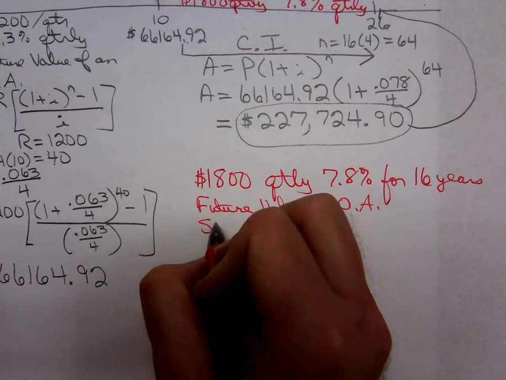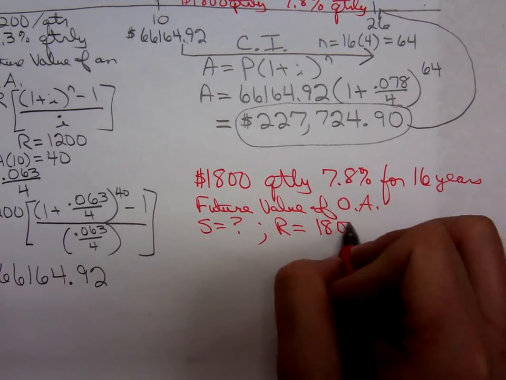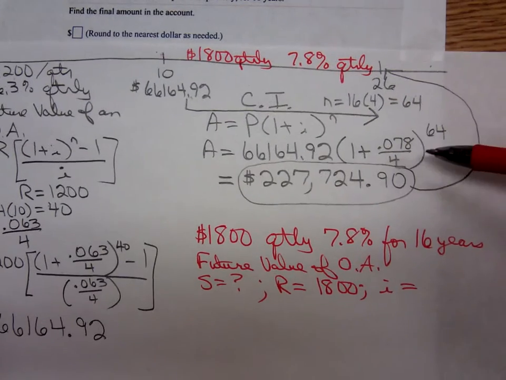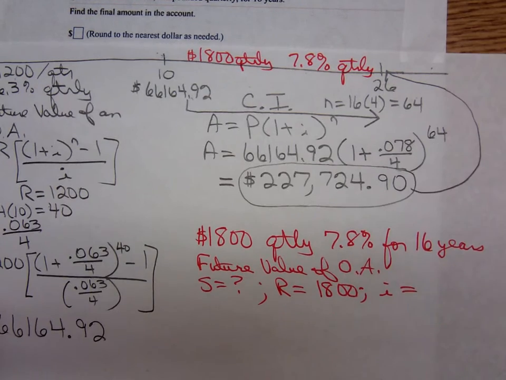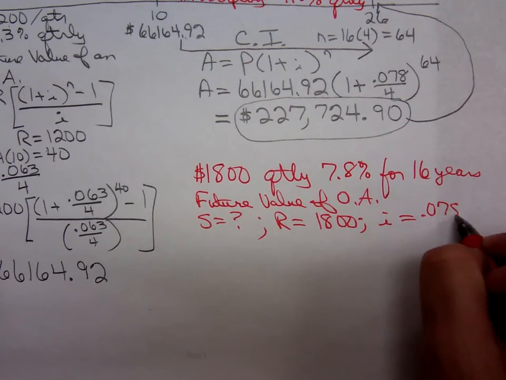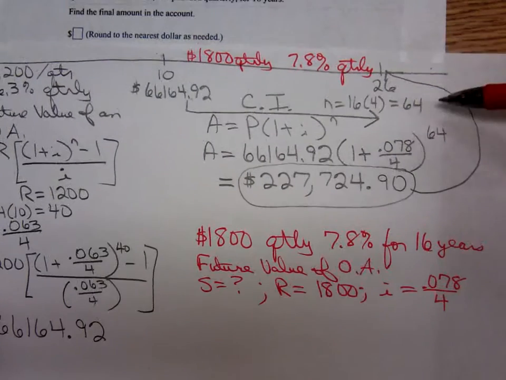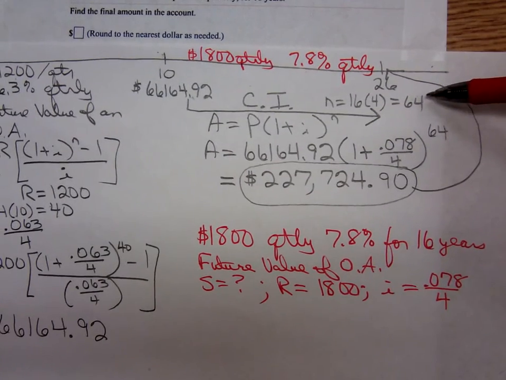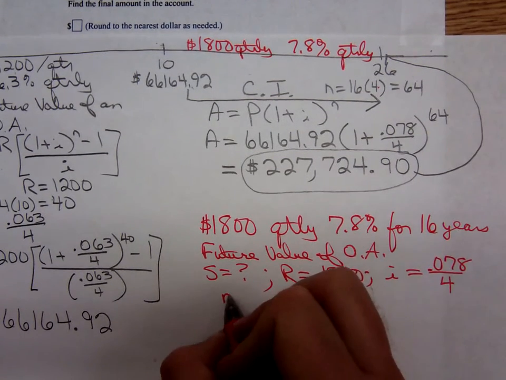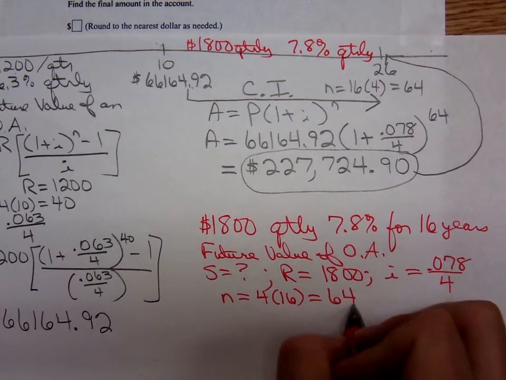S, we don't know. R is $1,800. I, it's the same way we calculated I here in the compound interest portion of the problem. It's 0.078 divided by 4. And N, same way we calculated it up here. They're making the contributions 4 times a year for 16 years for 64 total contributions.